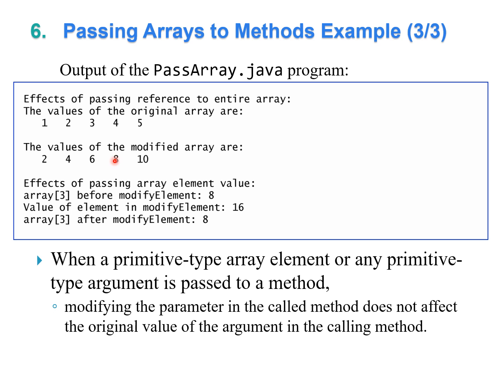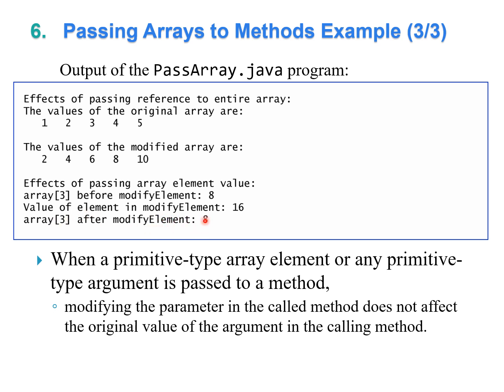When element array3 is passed to the modifyElement method, only a copy of its value, which is 8, is passed to the method. So during the execution of the modifyElement method call, the parameter is changed by doubling. So the value of the element inside the modifyElement method is 16. After the call terminates, the value of array3 is still unchanged, which is 8.